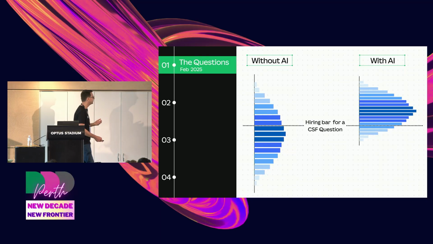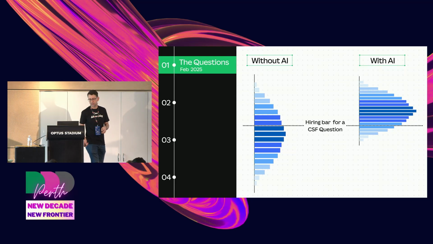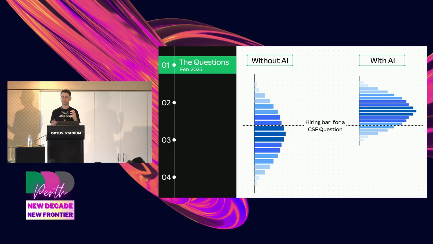So what ended up happening is instead of getting this sort of nice distribution where we can differentiate candidates, we'd see compressed performance around the hiring bar. And so we'd lose the ability to differentiate. That is, everyone could get through most of the question using AI, and only the final parts of the problem started giving us any meaningful hiring signal.